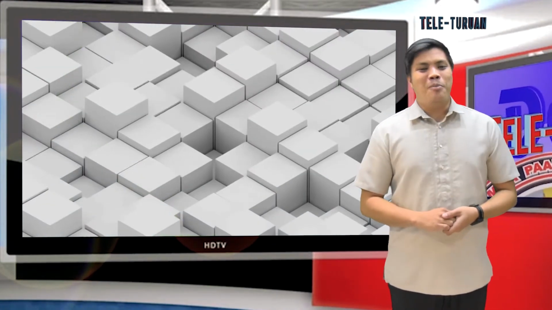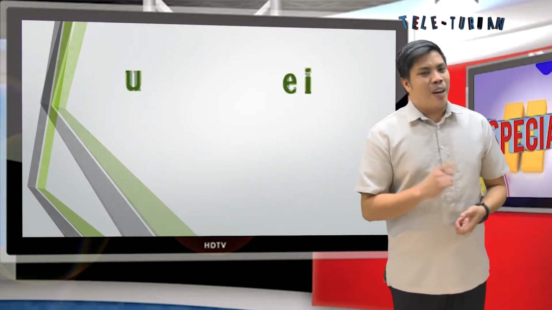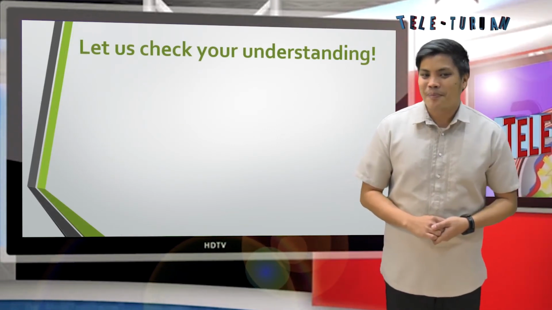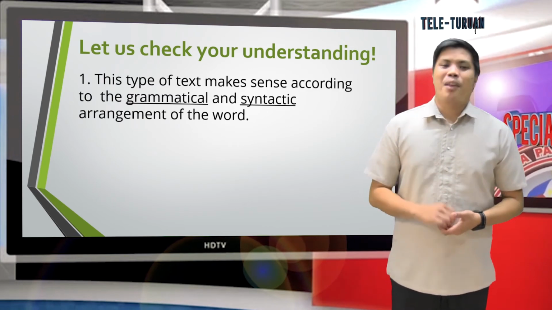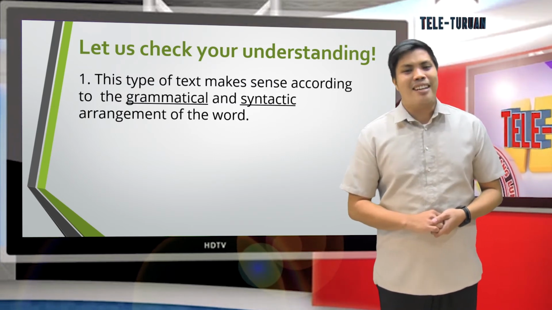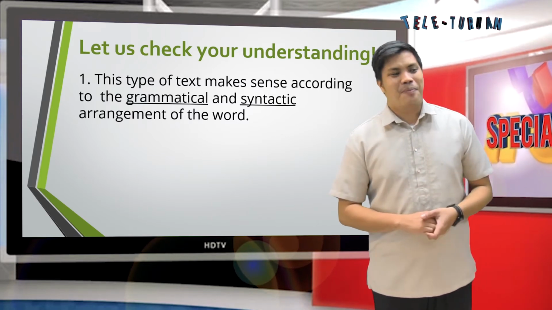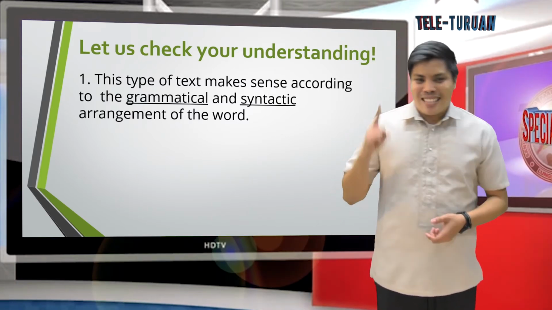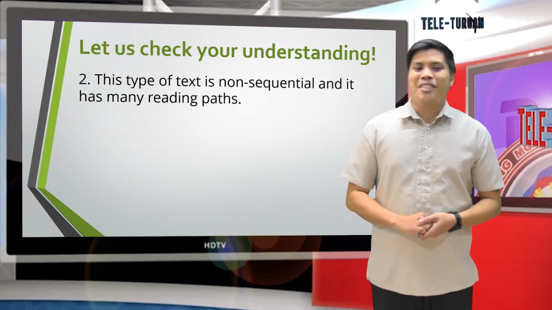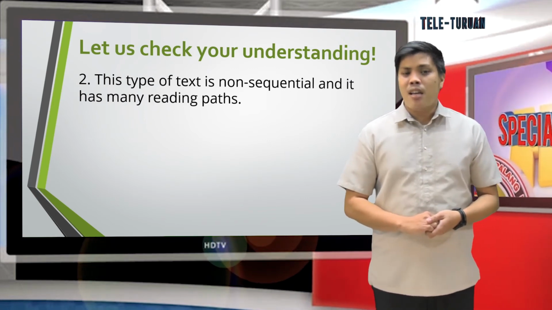At this moment, we'll be checking your understanding on the topic that we have discussed. I want you to identify the terms being described by the following sentences. Are you ready? Number 1. This type of text makes sense according to grammatical and syntactic arrangement of words. What's the answer? The answer is very good. That is linear text. Number 2, this type of text is non-sequential and it has many reading paths.